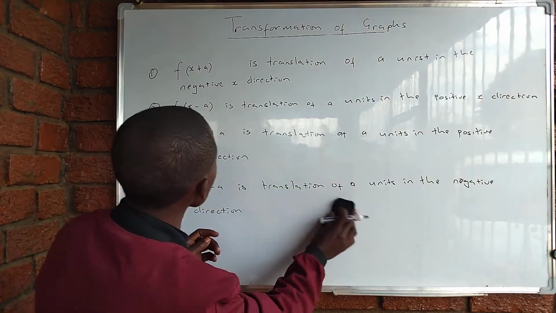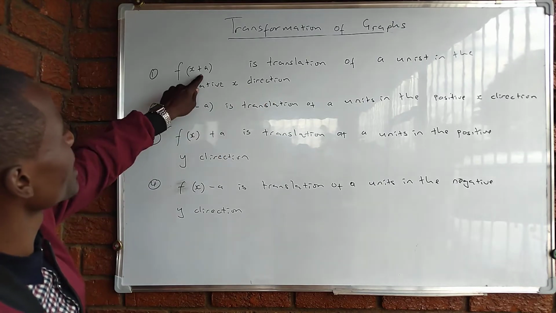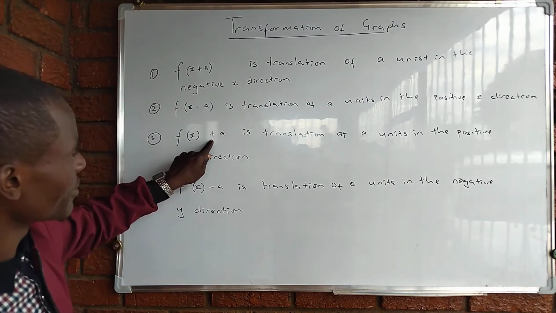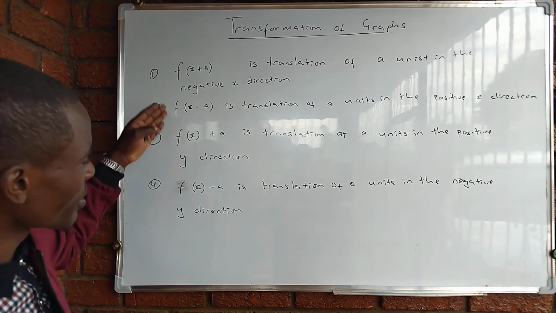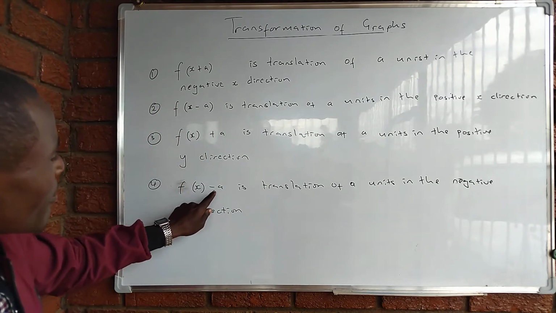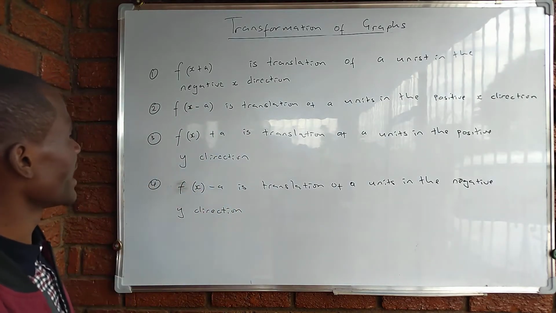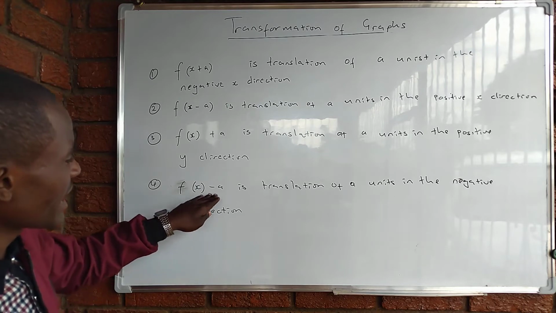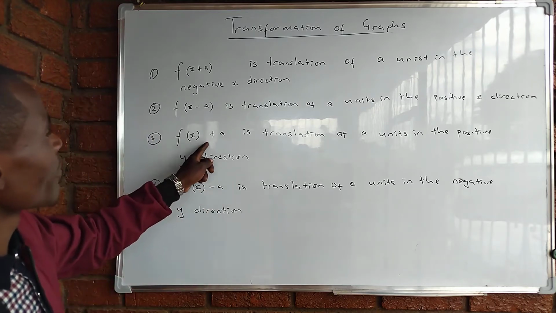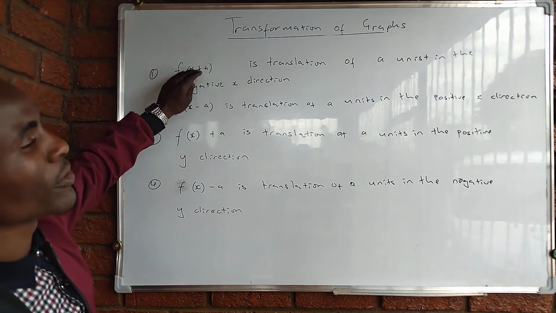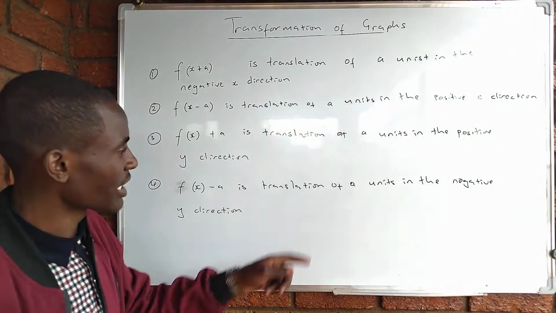So the opposite applies here: if it is positive for the translation of x, it goes in the negative direction, but if it is positive for y, it goes in the positive direction, so for y there is no opposite. f of x minus a is a translation of a units in the negative y direction, so for y there is no opposite. If it is negative, here minus 4, just go downwards; if it is plus 4, upwards. But for x, if it is plus 4, leftwards; if it is minus, rightwards.